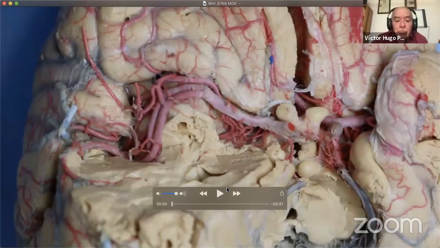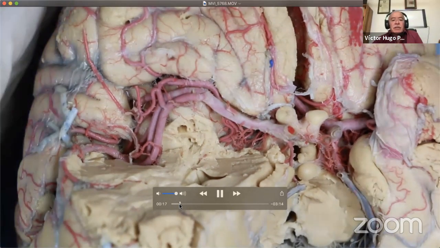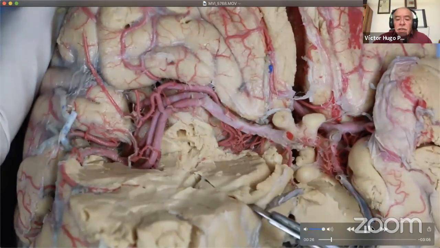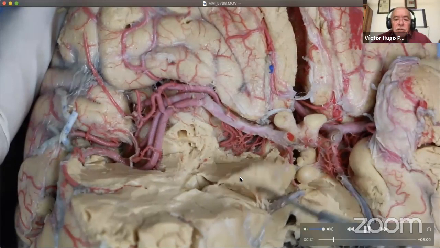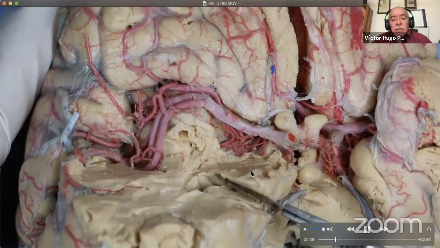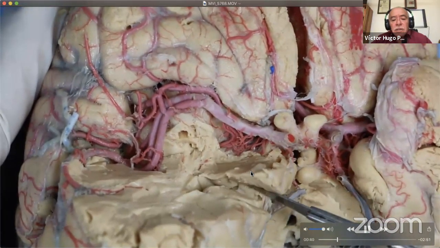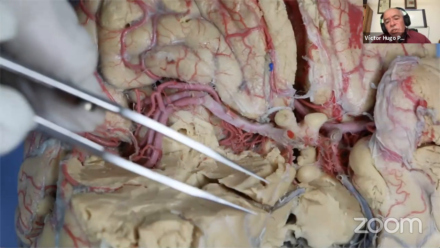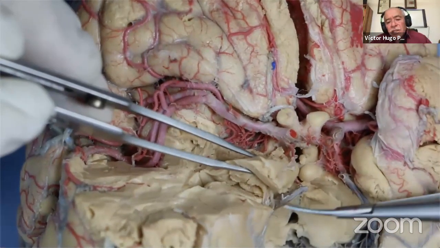Let me see this one. This is maybe a very heavy one. Here I am cutting the uncus, the medial part of the temporal lobe. I need to be careful in order not to damage other arteries and nerves.